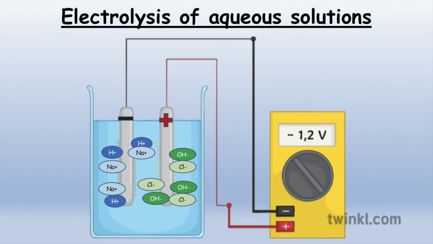So if we use the example of a sodium chloride solution, we can see that present in the beaker is H+ and Na+. These are both cations, so move to the negative cathode. There is also OH- and Cl-. These are anions, so both move to the positive anode.